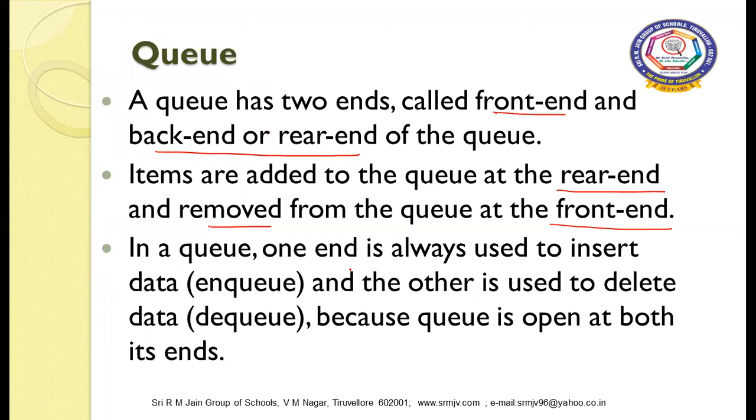In a queue, one end is always used to insert the data, which we call enqueue. That is, the insertion of data will be done through the rear end. So we call it enqueue. The other end is used to delete the data. That is, using the front end, we delete the data, which we call dequeue, because a queue is open at both ends. So one end we call enqueue, the other end we call dequeue.